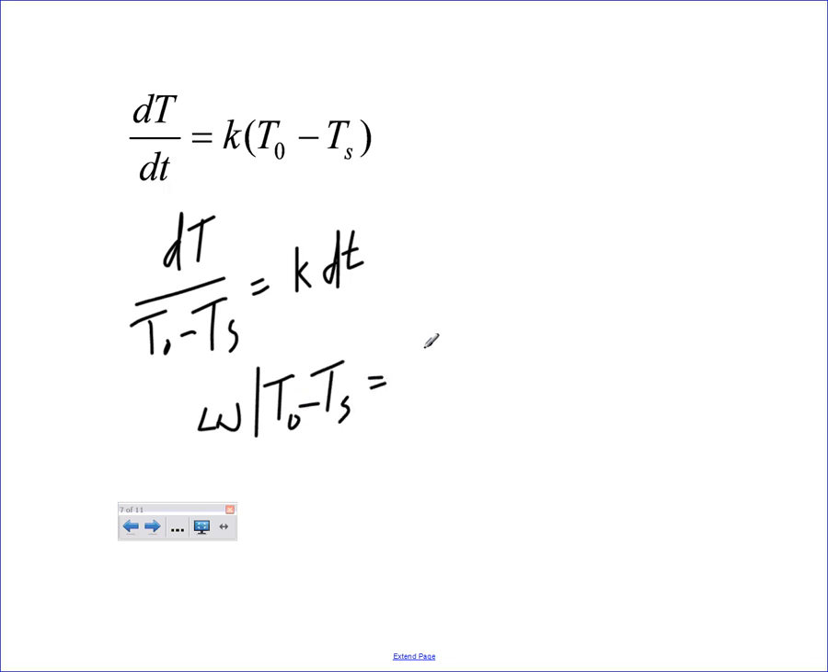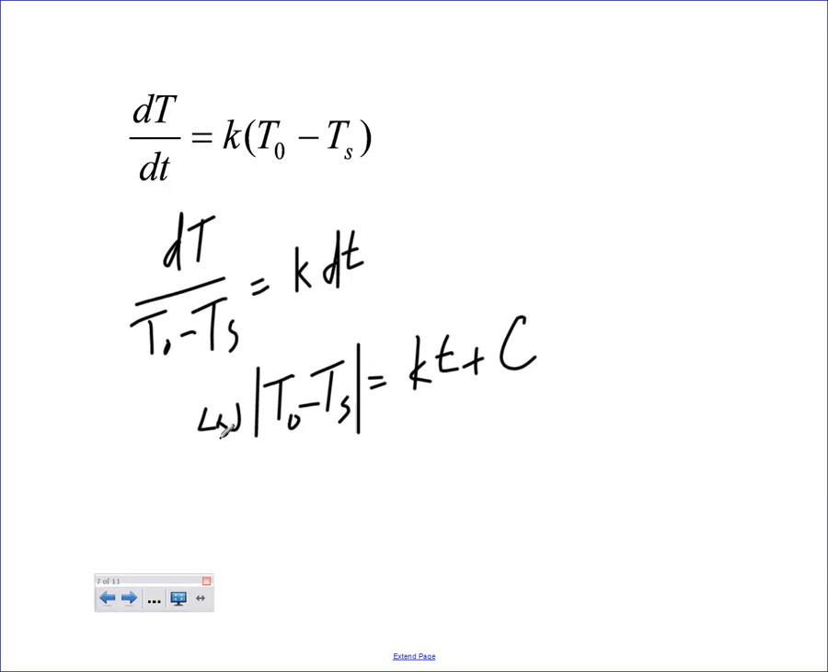And this side is going to turn into kt plus c. Okay? And then we're going to use natural logs to free the whole thing up, like we did. So use e to do it. This side just turns into temperature of the object minus temperature of the surroundings equals, and it's just going to turn back into that C, make that C1, C e to the kt. Okay, the same way it just did before, it's going to be C e to the kt.